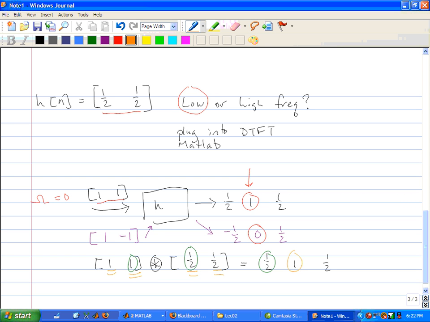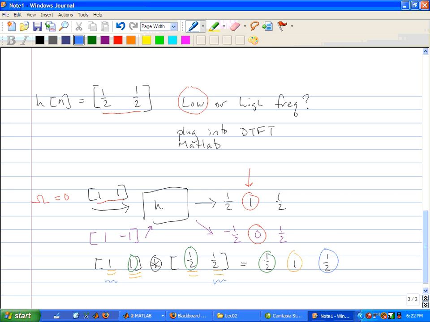And then you slide again. So now, to get the last number, it'll be 1 times a half. So it's just a convolution.